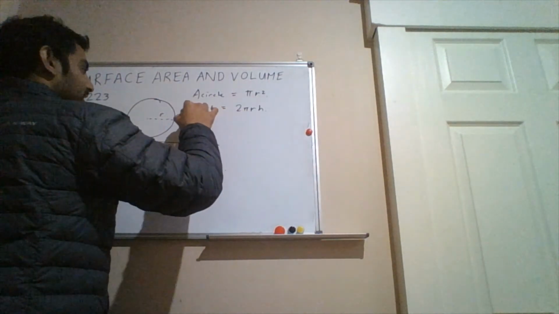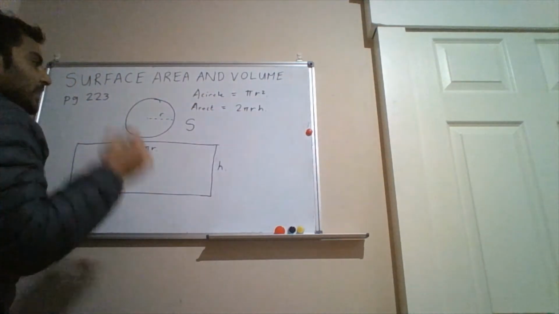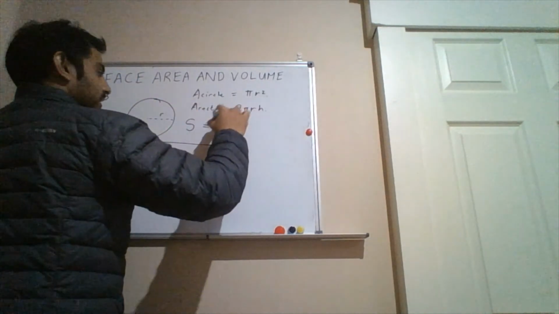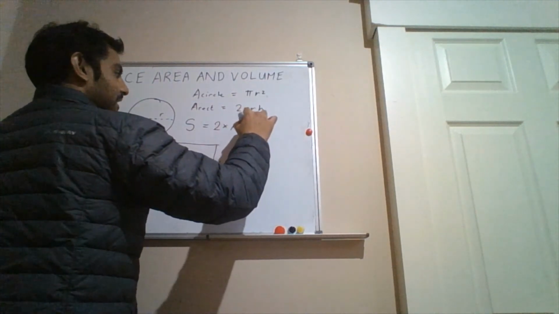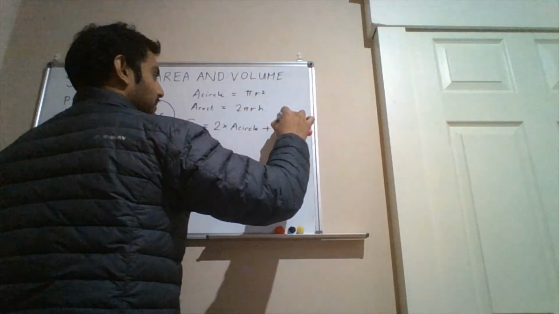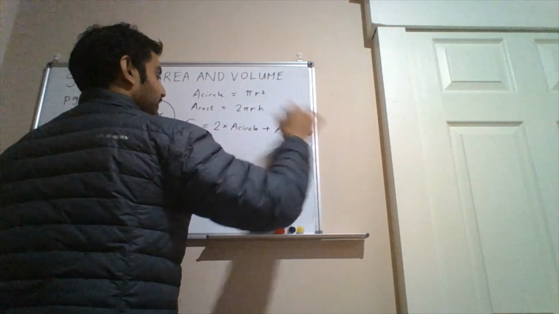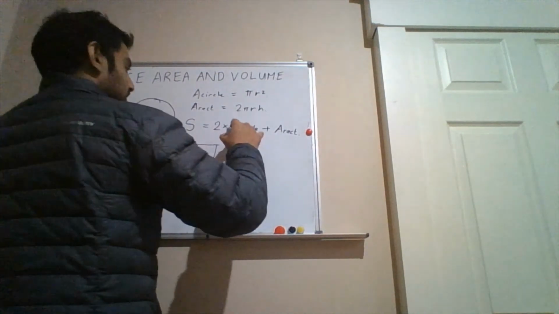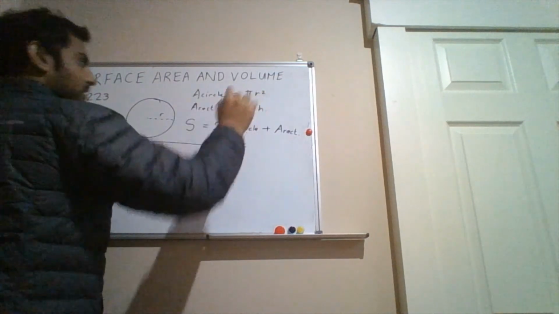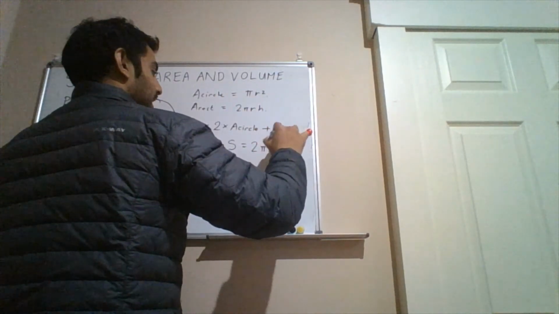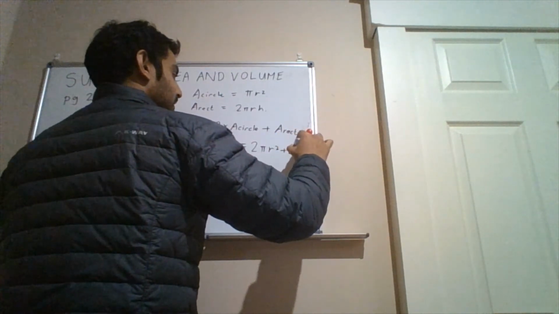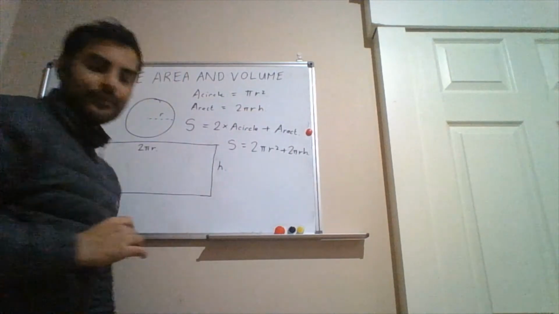So now we need to find the surface area, S. So S is going to be a circle at the top and a circle at the bottom. So it's going to be 2 times the area of a circle. And then we have to add the rectangle in the middle. Okay, so this will give us S equals, so if we times this by 2, we get 2 pi r squared. And then we add the area of the rectangle, 2 pi r h.